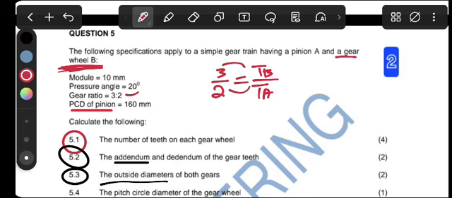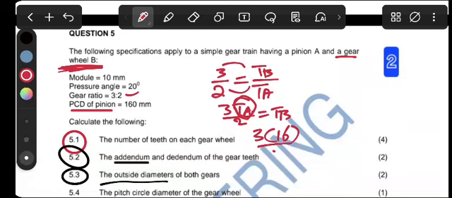Then we want TP. If you want TP, you multiply: there will be 3 multiplied by TA divided by 2. We want TP, the teeth of gear P. Then we substitute what we had before, which was 16, so 3 multiplied by 16 divided by 2. The teeth of P will simply equal 24 teeth.